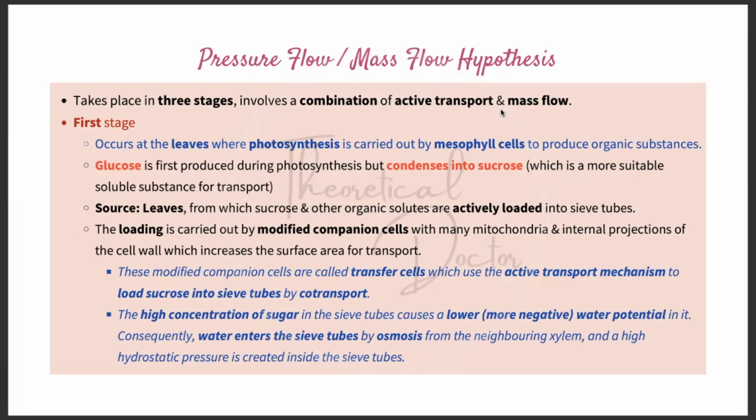The high concentration of sugar in the sieve tubes causes a lower, more negative water potential in it. Consequently, water enters the sieve tubes by osmosis from the neighboring xylem, and a high hydrostatic pressure is created inside the sieve tubes. So remember, water moves from an area of high water potential to an area of low water potential. So increasing the concentration of sugar initially in the leaves will cause a low water potential, and consequently water then moves in through osmosis. So that's the first stage.